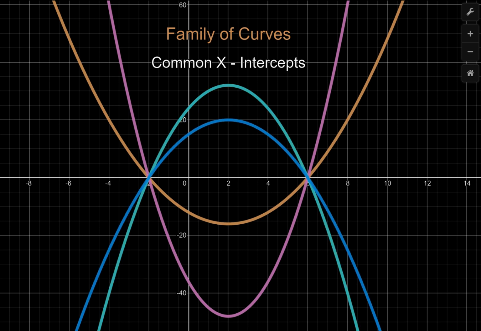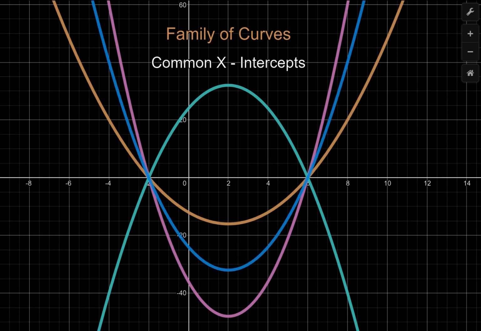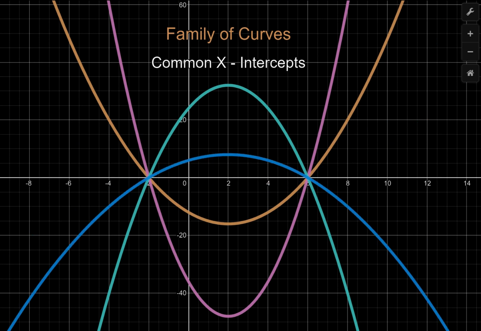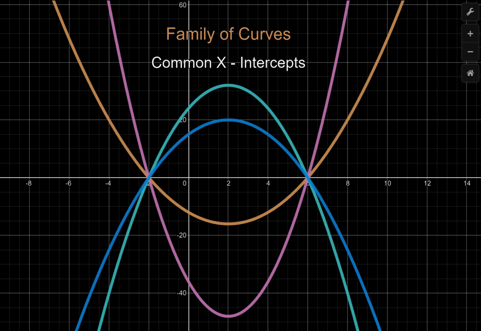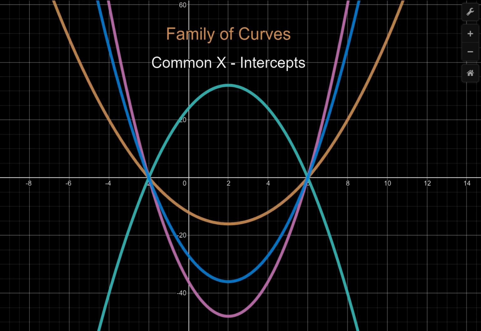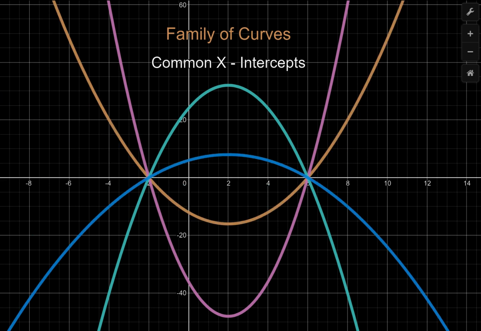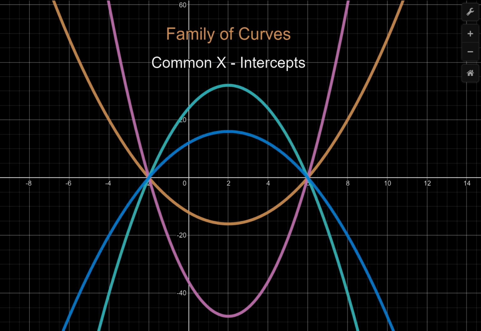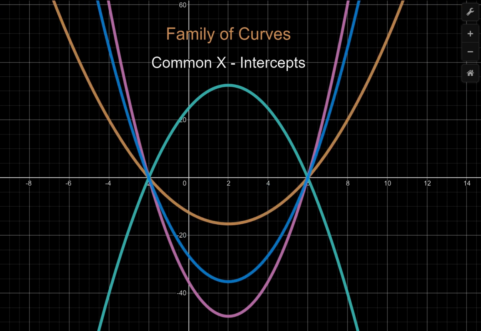As we change the value of a, which is a vertical stretch factor, you can see how the graph compresses or stretches. It even reflects for a negative value of a. However, all these graphs go through two common points, which are the x-intercepts, and therefore we say that they belong to the family of quadratic functions with common x-intercepts. So I hope this is absolutely clear from this visual presentation.